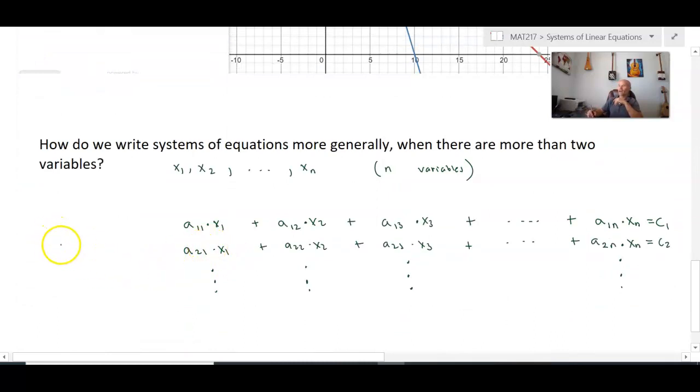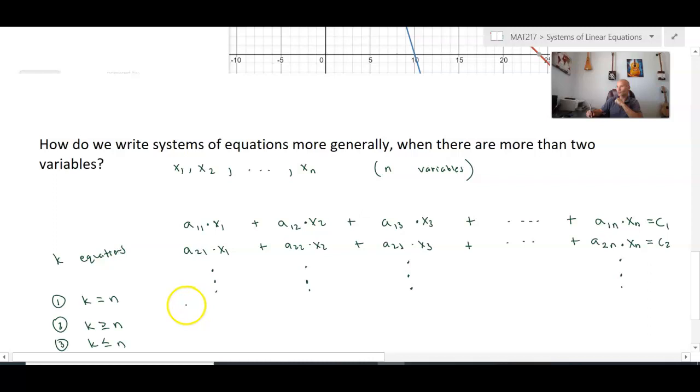Let's just say that we have k equations, where k could be bigger than n. We could have more equations than we do variables. Or it could be that k is equal to n, in other words, we have as many variables as we do equations. It could be that we have more equations than we do variables, or it could be that we have fewer equations than we do variables. We have more variables than equations.